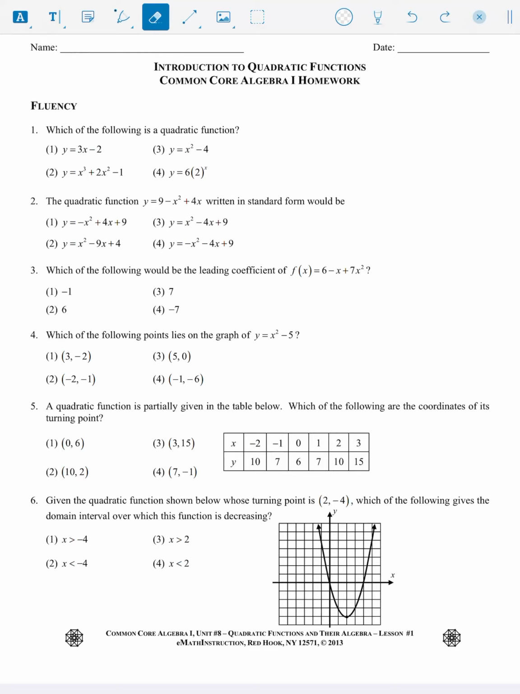Well, I figured that I'd post some homework examples for this first lesson of Unit 8. Again, this is lesson 1 of Unit 8, quadratic functions. And if you're following along so far with the guided notes, this homework will replicate what we've done thus far. I won't do every problem. I'll leave some for you guys to do.